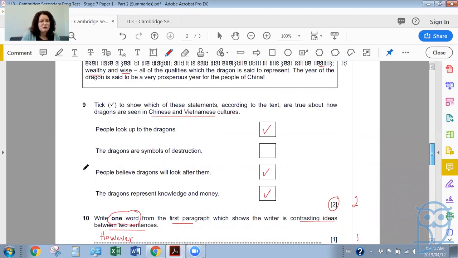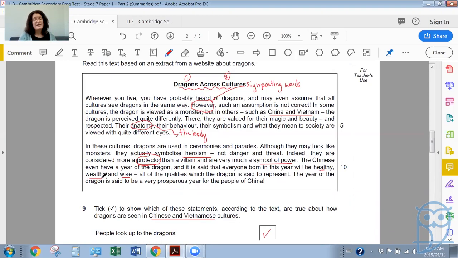Now remember, it was divided into 2 paragraphs, and the way that I would approach summarizing an extract is I would try and break it down into those main ideas we've touched upon. So look at the first sentence. Wherever you live, you have probably heard of dragons, and they even assume all cultures see dragons in the same way. So this idea here is about knowledge of dragons. So knowledge of dragons, okay? What do we know about it, and what do other cultures know about it? Okay, so that's the idea anyway. So knowledge of dragons, that's the first sentence.